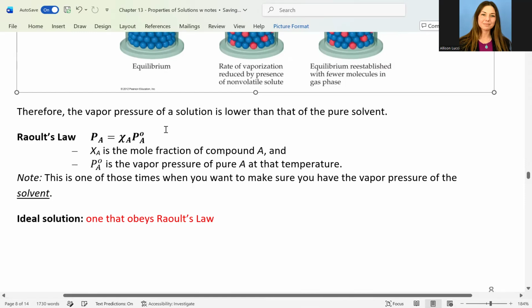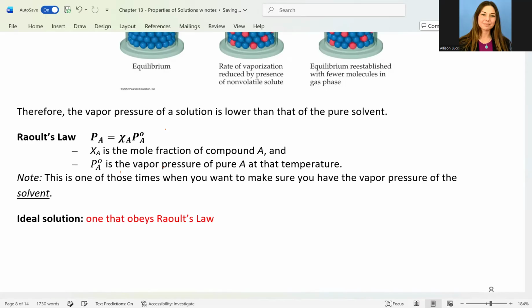So we can continue this discussion here and say that the vapor pressure of a solution, we can always assume to be less than the vapor pressure of our pure solvent. So a solution would have that added solute, whereas this is just the solvent. So higher vapor pressure for the solvent than the solution.